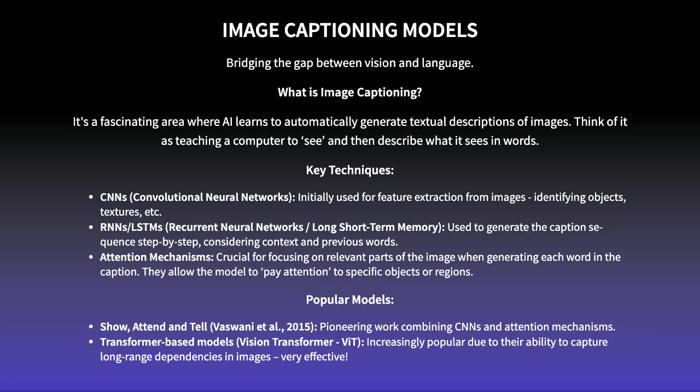Okay, let's talk about image captioning. It's all about teaching computers to understand pictures and then tell us what they see in words. We start with convolutional neural networks, CNNs, which are really good at finding patterns and features within an image, like objects or textures. Then recurrent neural networks, specifically LSTMs, come into play to string those descriptions together sentence by sentence. And the key ingredient? Attention. It's what allows the model to focus on exactly what's important in the picture when it's building its description.